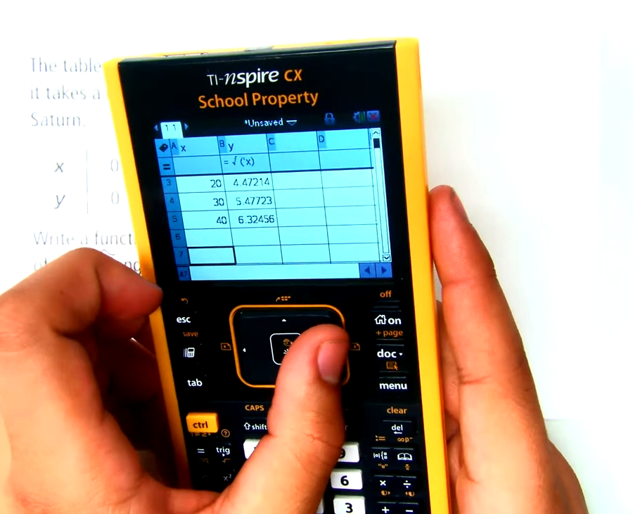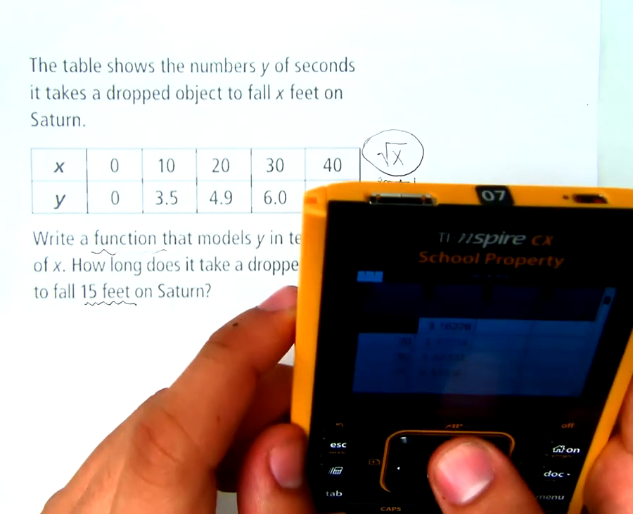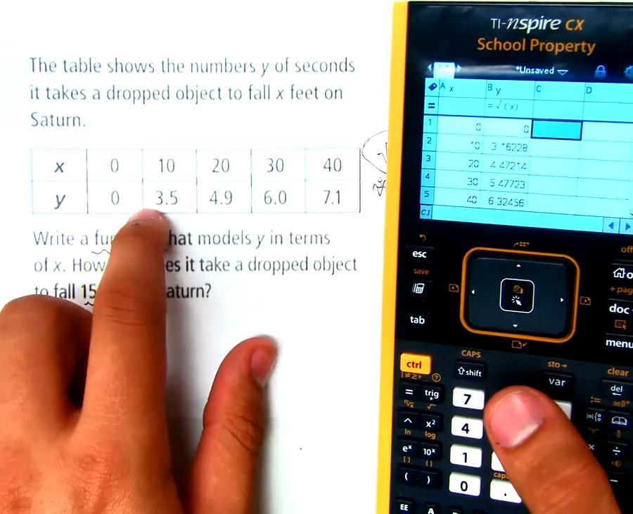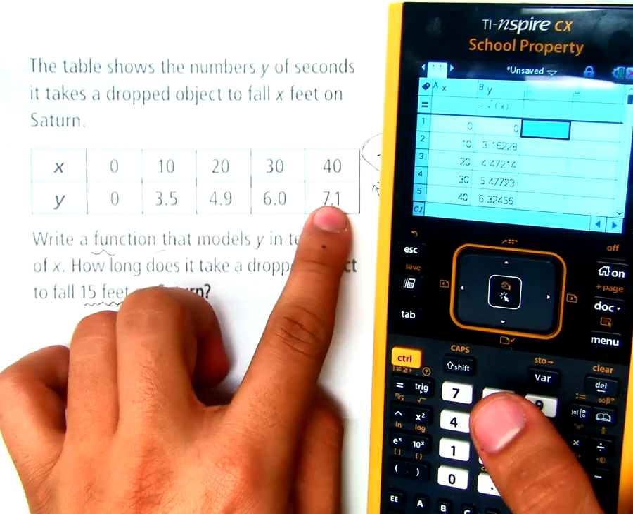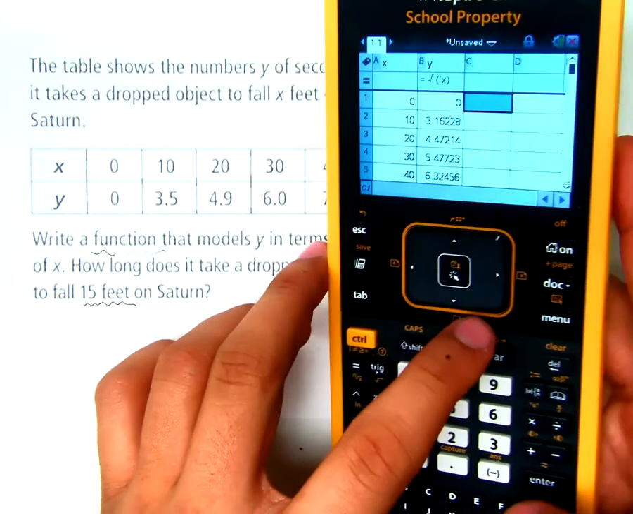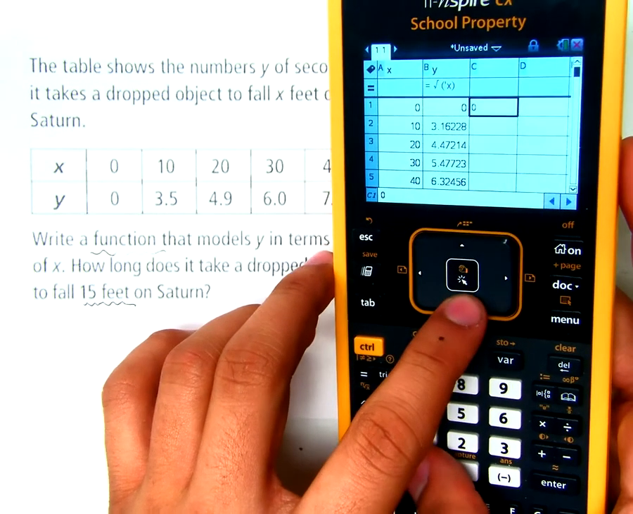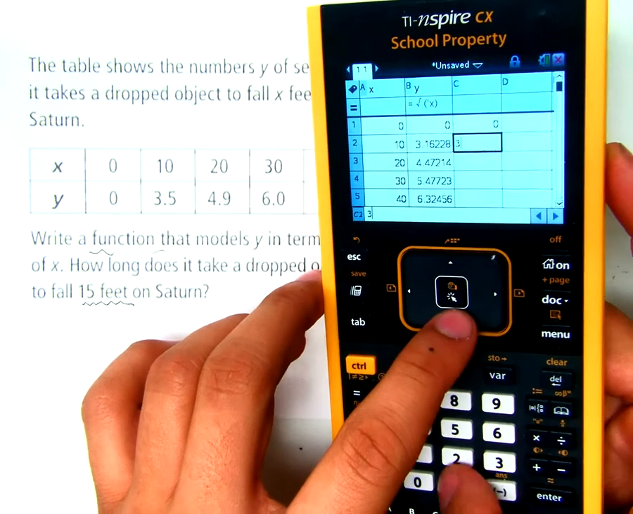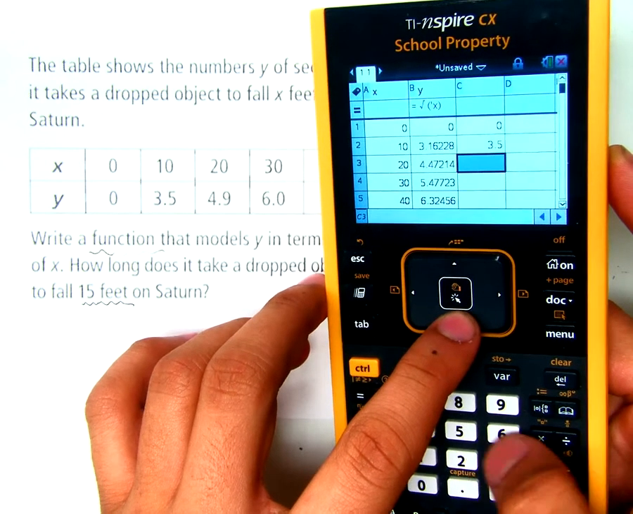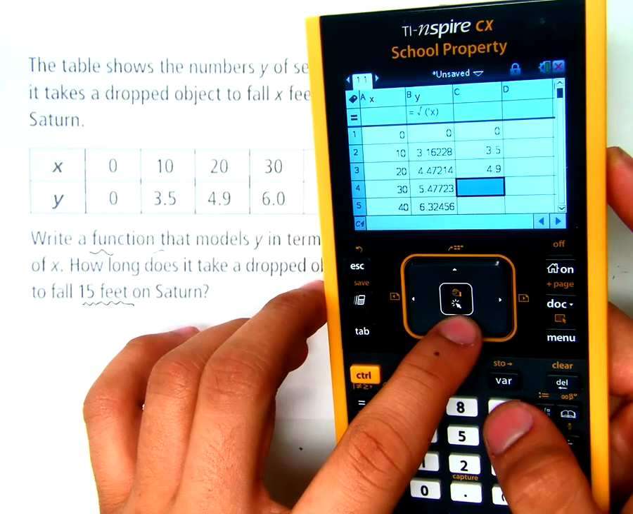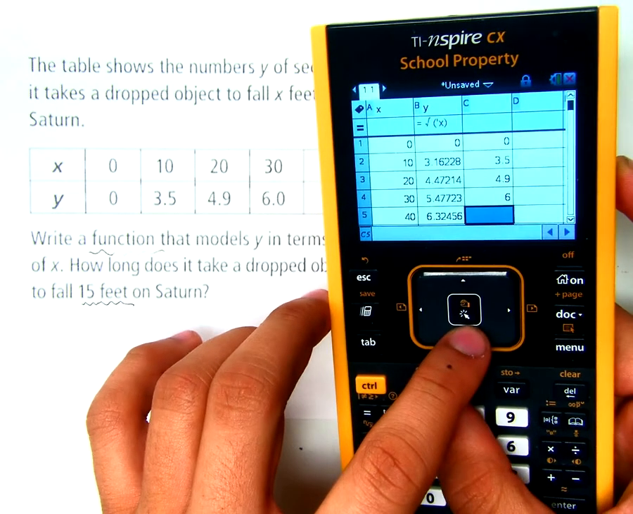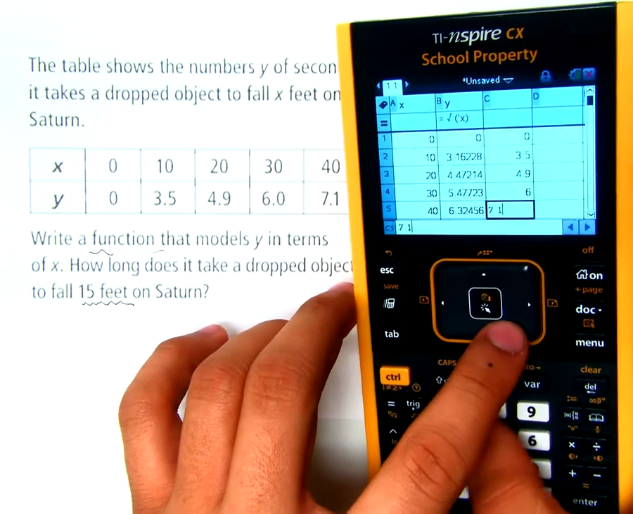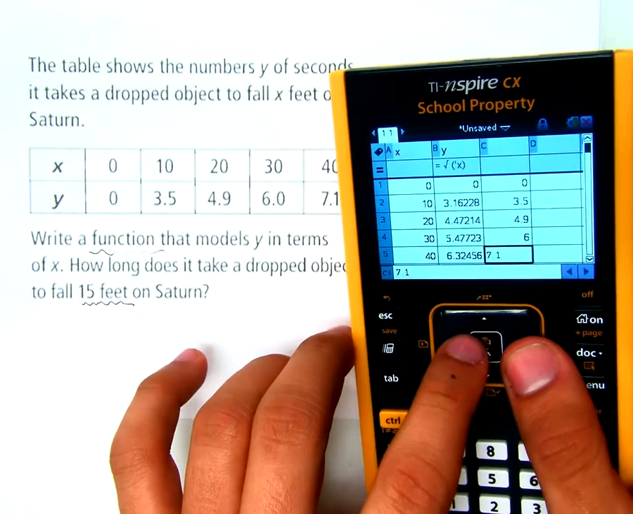Now we want to compare these values to the values for the function we don't know, the function we're trying to find. Those values were 0, and we'll just manually enter these: 3.5, 4.9, 6, and 7.1. So we found these.